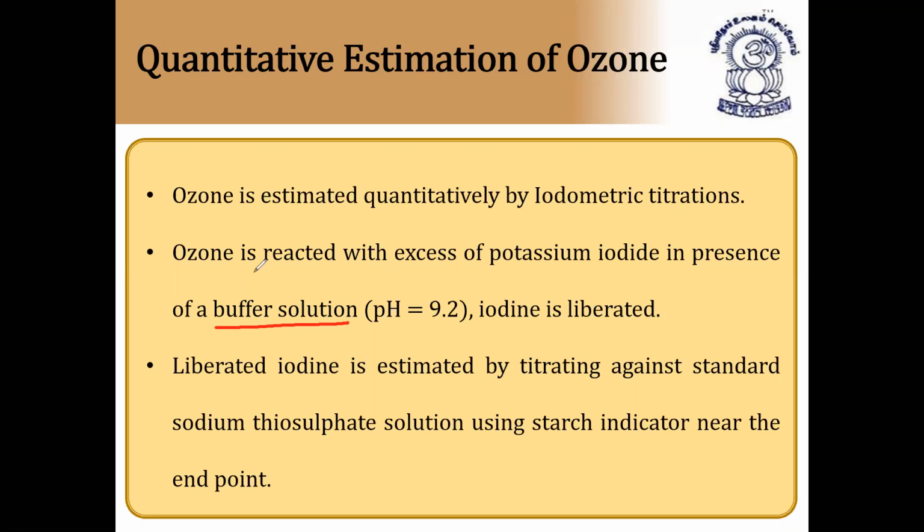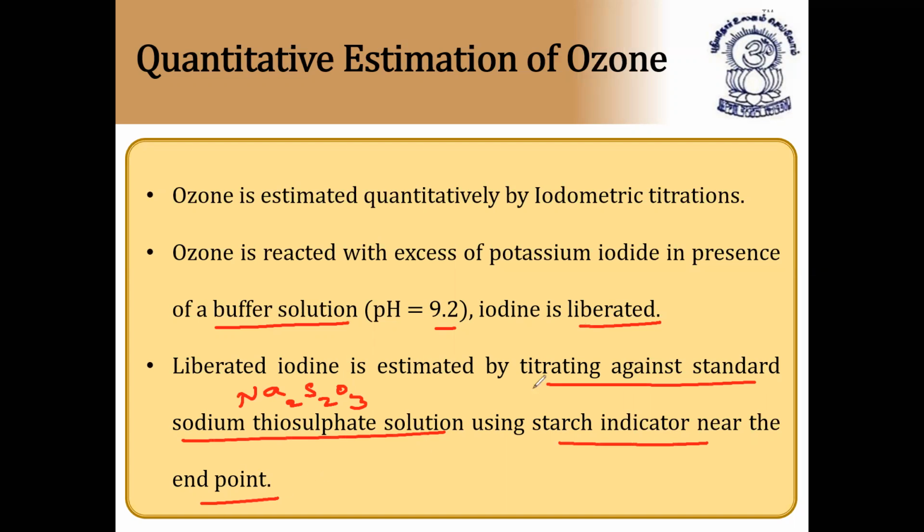So ozone is reacted with excess of potassium iodide in the presence of a buffer solution of pH 9.2. Iodine is liberated. The liberated iodine is estimated by titrating against standard sodium thiosulfate solution. Na2S2O3 is sodium thiosulfate. The liberated iodine combines with sodium thiosulfate, using starch indicator near the end point. By this we can do titration. Titration means estimation of concentration, that is, to find the concentration of an unknown solution.